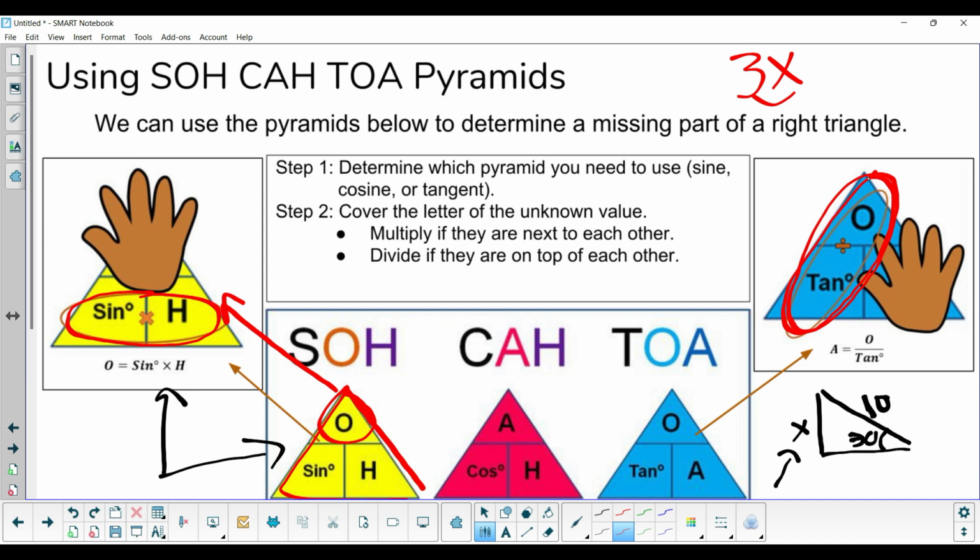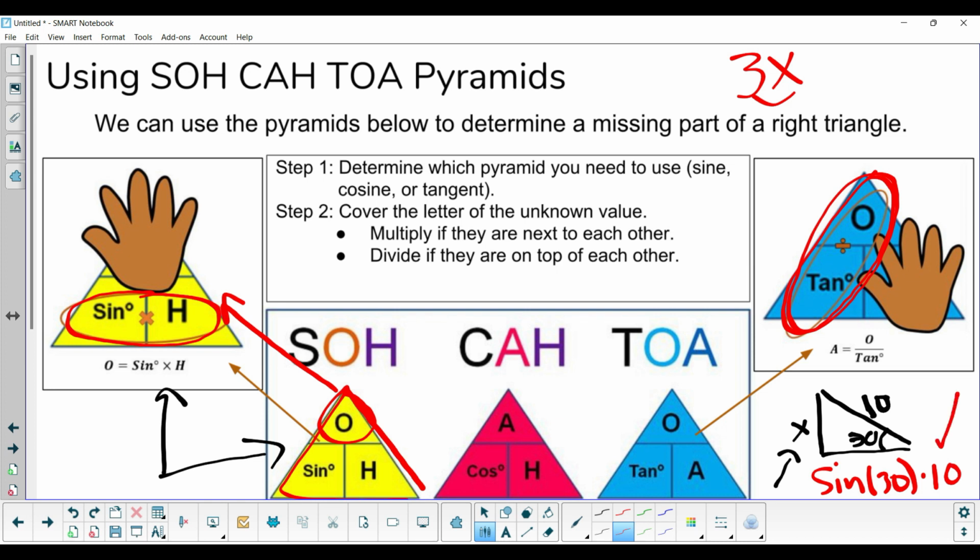So bear with me, guys. I'm going to give you a couple of examples, but for now, just know you always cover what is missing, and you have them next to each other, like in the yellow, sine times hypotenuse. You're going to find the sine of the angle. So in this case, you will do sine of 30 multiplied by 10.